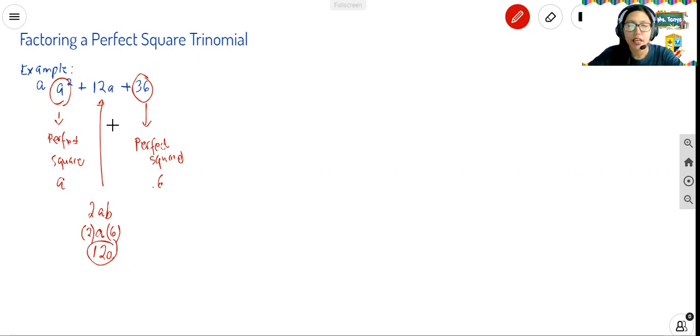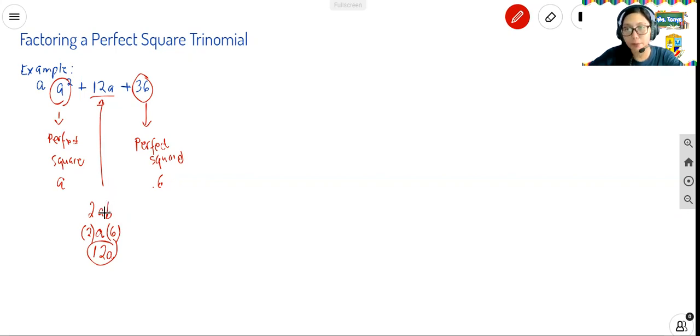Again, in order for you to know if it's a perfect square trinomial, the first and the last term should both be perfect squares. And when you multiply the square roots of the first term and the last term, and multiply that by 2, the answer should be the middle term. If that is the case, it's a perfect square trinomial.